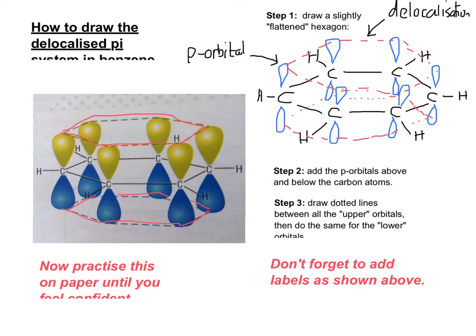So as it's often a 3 to 5 mark question to get you to draw this diagram, it's worth practicing, and it's also worth labelling it as well. So you can label the p orbitals, and you can also label the dotted line as showing delocalization.